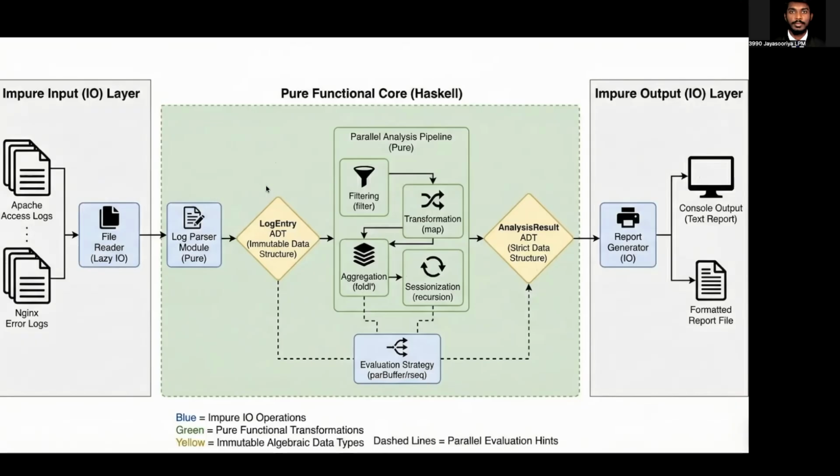We can unit test the entire system pipeline without needing mock files or a database, and the concurrency strategy allows us to utilize all CPU cores for heavy log processing with zero disk deadlocks. And for maintainability, the use of ADTs ensures invalid states are unrepresentable. We can't accidentally create a half-parsed log entry. And this is our full architecture of the server log analyzer.